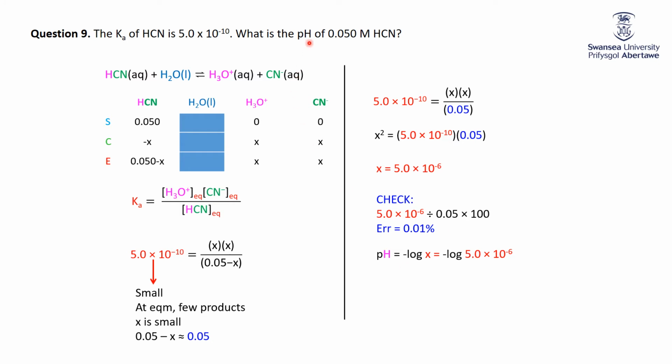So now we go back to the question. pH is minus the log of x, where x is 5 times 10 to the minus 6. We're happy with that. And that comes out to be 5.3.